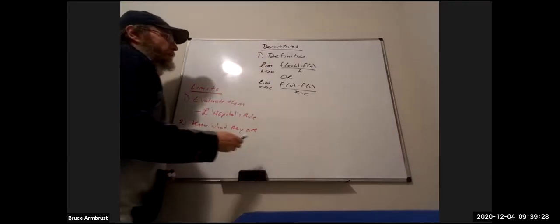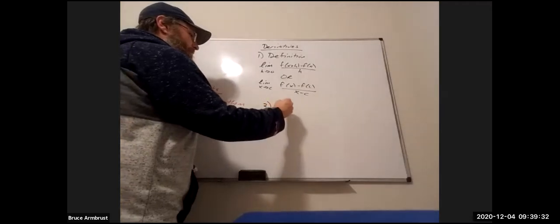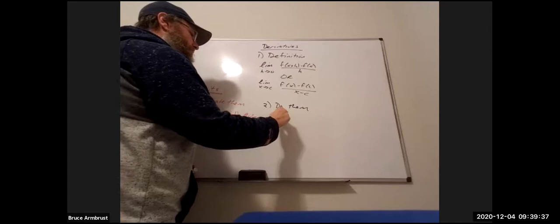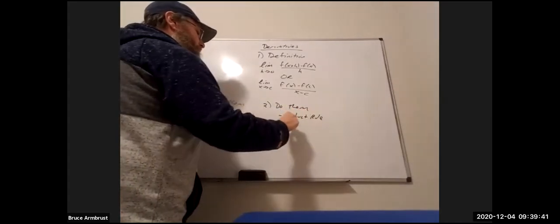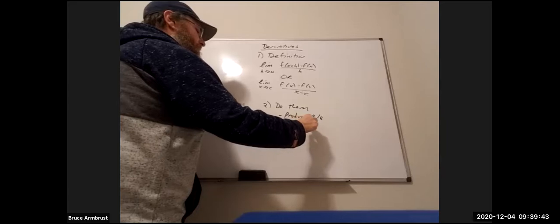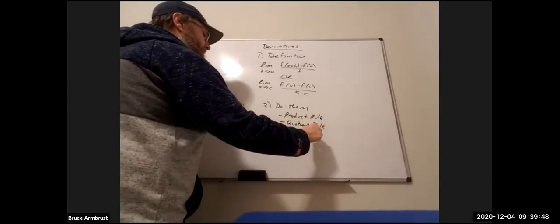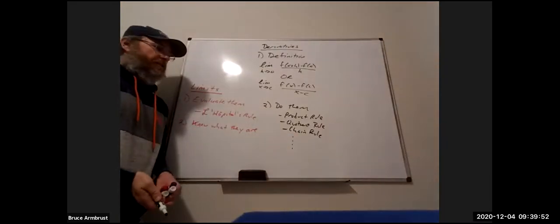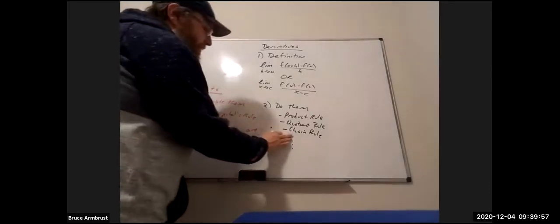Okay, so we have the definition. Other thing you should be able to do is to do them. And under the do them are all the different rules, right? Product rule, quotient rule, chain rule, and so on, right? This is a huge list. Actually, I'll even make more.